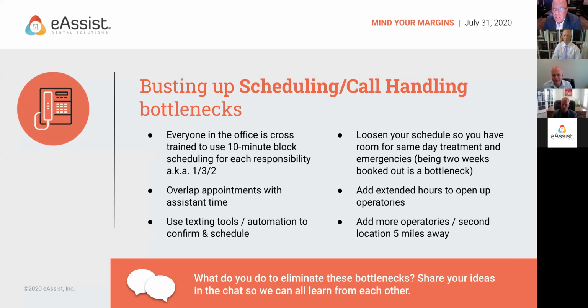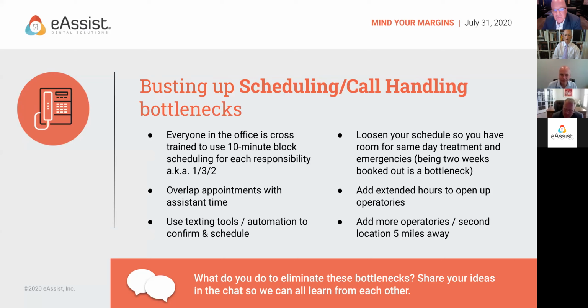And I know eAssist uses something called Ruby receptionists to answer our phones initially. And then they patch it through to one of our sales folks or an IT person or an accounting person. It's a way to eliminate a bottleneck, someone not answering the phone. So there are opportunities like that out there.